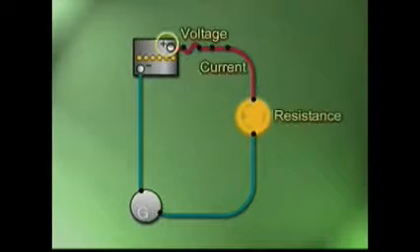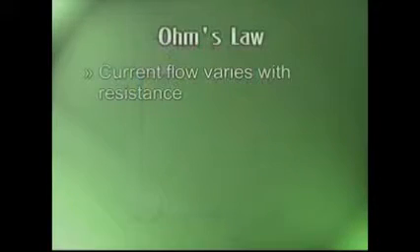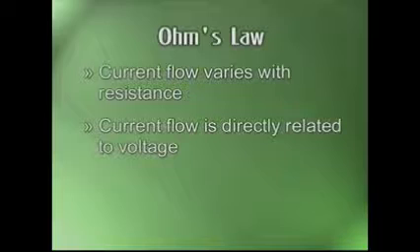The relationships between voltage, current, and resistance in an electrical circuit were defined by George Ohm and are known as Ohm's law. Simply stated, Ohm's law says that the current in an electrical circuit is inversely proportional to the resistance of the circuit and directly proportional to the voltage.